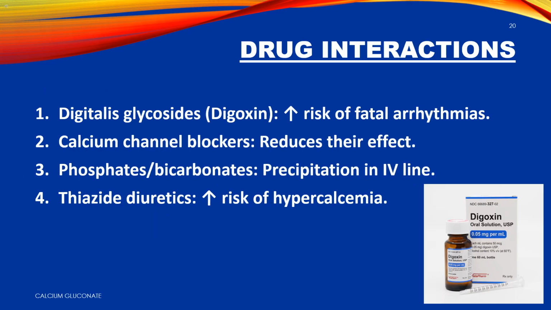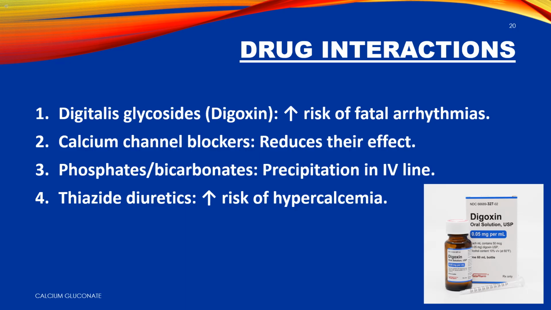Drug interactions with calcium gluconate. 1. Digitalis glycosides (digoxin). Calcium gluconate can increase the risk of fatal arrhythmias when used with digoxin, as both medications affect heart function and can potentiate each other's effects. 2. Calcium channel blockers. Calcium gluconate reduces the effectiveness of calcium channel blockers by counteracting their calcium blocking action, potentially leading to increased heart rate or blood pressure.